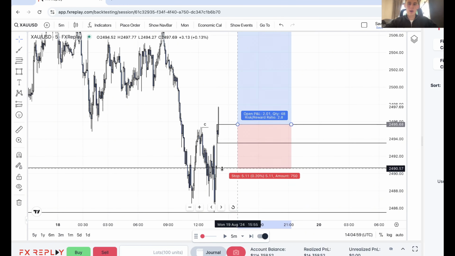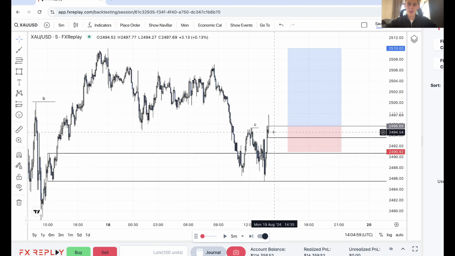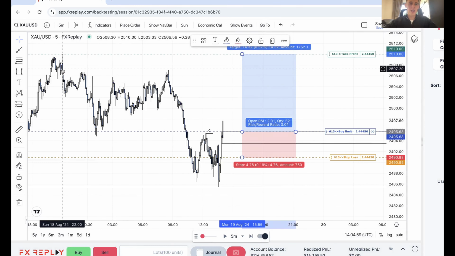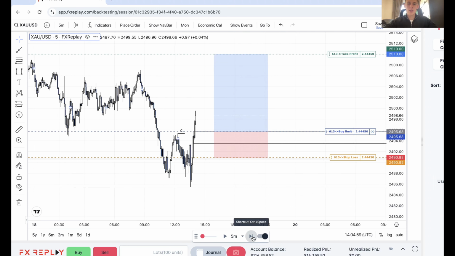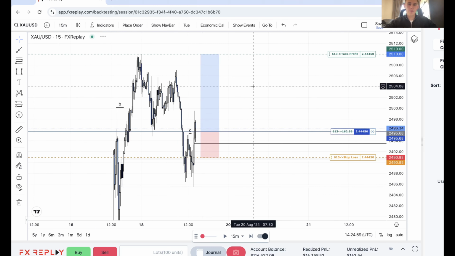Actually, I'm just going to go for a slightly smaller stop. This is a bit riskier because price could easily tap into this imbalance down here. But let's just set this and target previous highs for 1 to 3. Cool, so we are now tagged in.